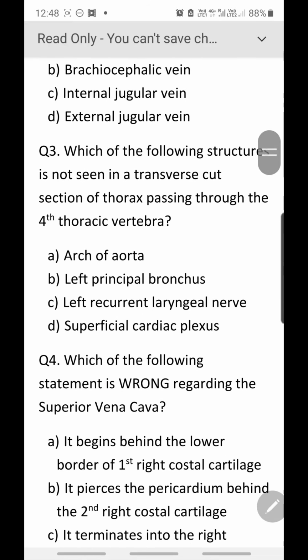The next question was, which of the following structure is not seen in a transverse cut section of thorax passing through the 4th thoracic vertebrae? Right? It's 4th thoracic vertebrae, remember this. Now the choices are arch of aorta, left principal bronchus, left recurrent laryngeal nerve, superficial cardiac plexus. So out of these, which is not seen in the transverse cut section at 4th thoracic vertebrae? So the answer will be left principal bronchus.